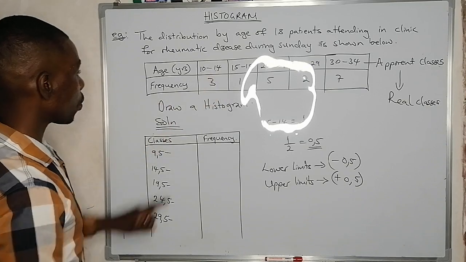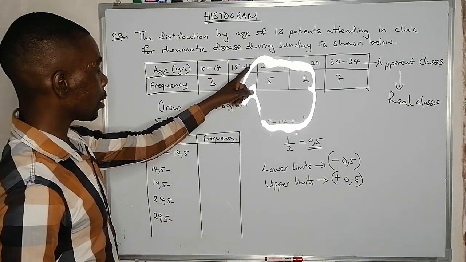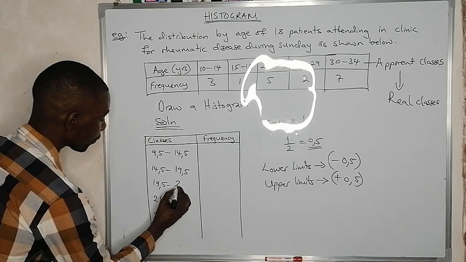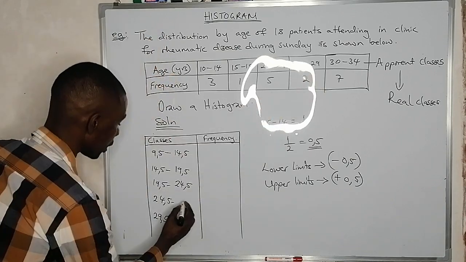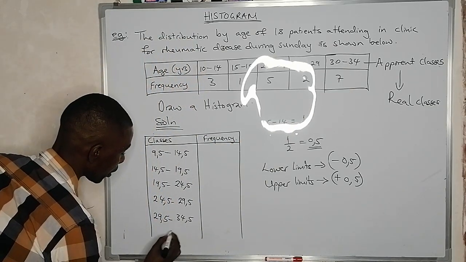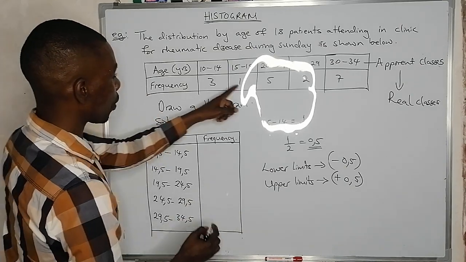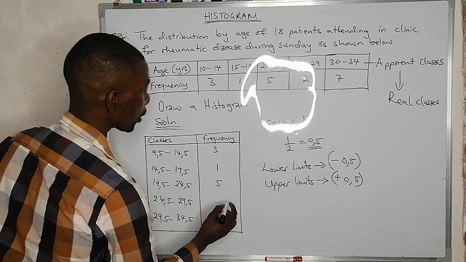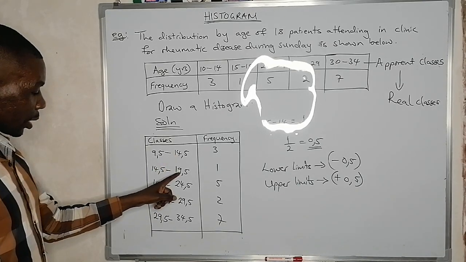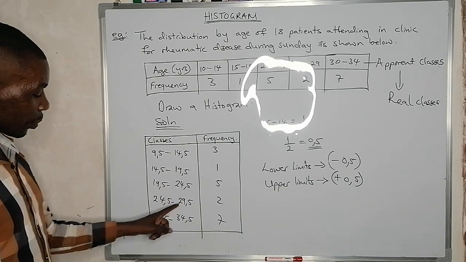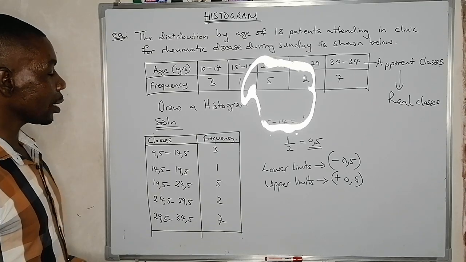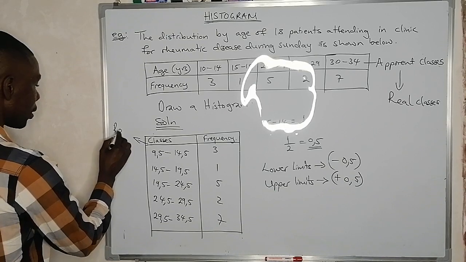Then for upper limits, we add 0.5. Adding 0.5 here we get 14.5, then 19.5, 24.5, 29.5, and 34.5. Our frequencies are 3, 1, 5, 2, and 7. You can see clearly that we have 14.5, 19.5, 24.5, and 29.5 repeating. So now we can plot a histogram from this information. These now are real classes.